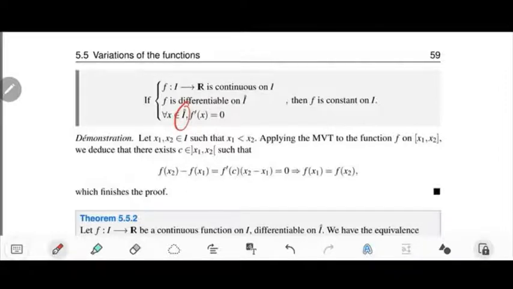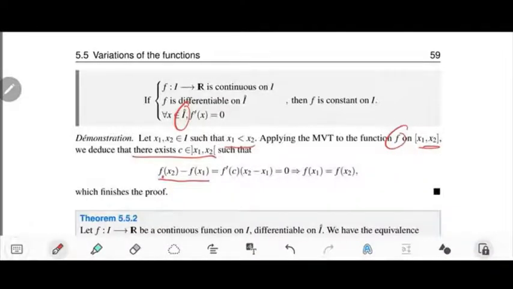Why is that? Because very simply, if you take 2 points in I, let's say x1 and x2, such that x1 is less than x2, and you apply the mean value theorem to the function f between the points x1 and x2, then there exists c between x1 and x2 such that f of x2 minus f of x1 equals f prime of c times x2 minus x1. But since f prime is equal to 0 at any point, f prime of c is equal to 0, so this will be equal to 0, and f of x1 will be equal to f of x2, so f will be constant.